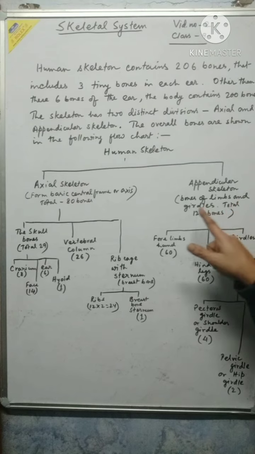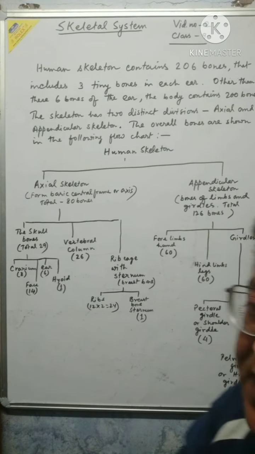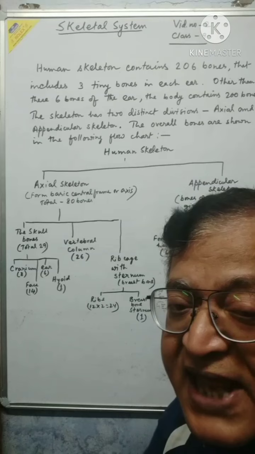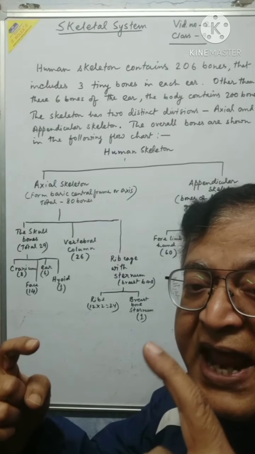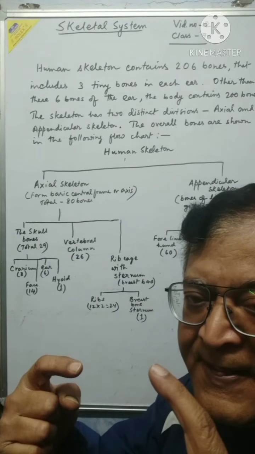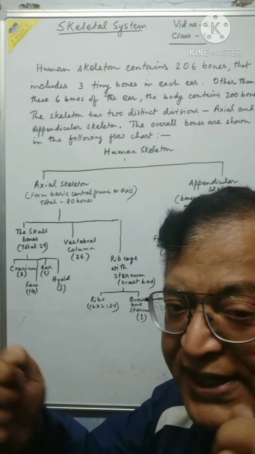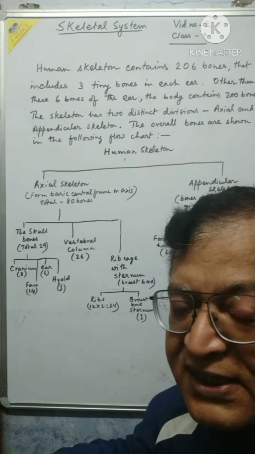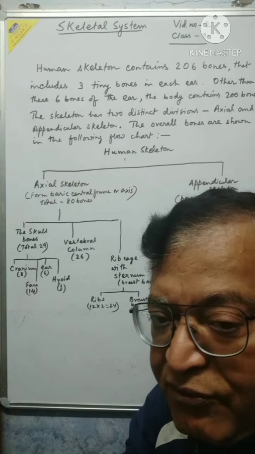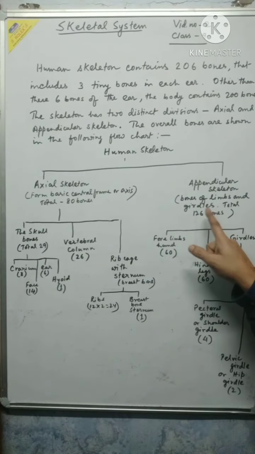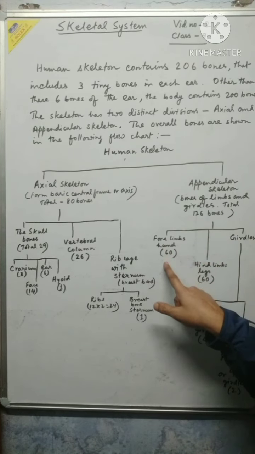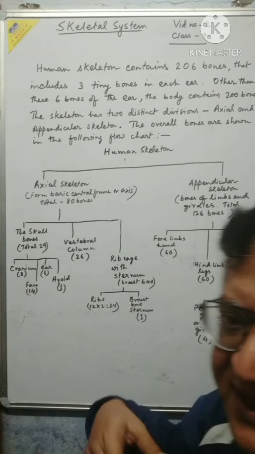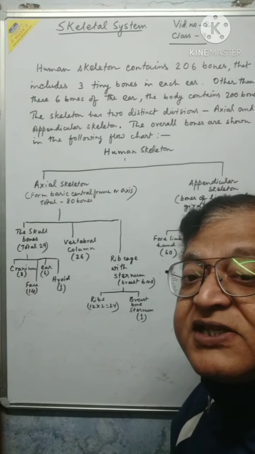Appendicular skeleton, bones of the limbs and the girdles. Limbs means hands and legs. These hands and legs are connected with the axial skeleton. In the shoulder region, one joint where 2 hands are connected, and 2 legs connected in the pelvic region below the waist. Bones of limbs and girdles, total number of bones 126. Out of which the 4 limbs or hands, total number of bones are 60.